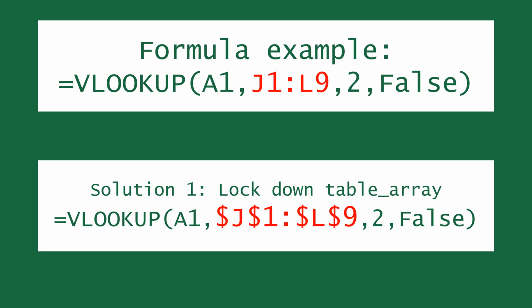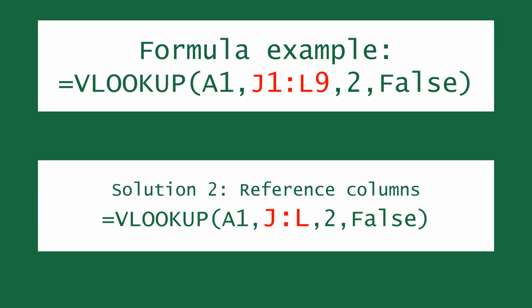Let's look at two other solutions for common issues with the table array. The second solution is to only reference the columns in the table array. If columns J and L comprise the array data, do not add the row values, which are 1 and 9 in this example. This is how I normally reference the array for quick VLOOKUP formulas. If you copy the formula down, the columns J and L will remain. This creates a very clean option and you can quickly identify the data.